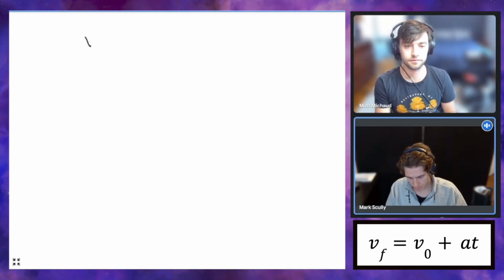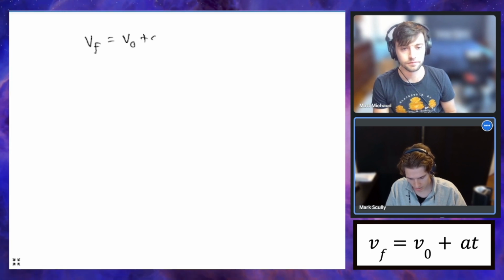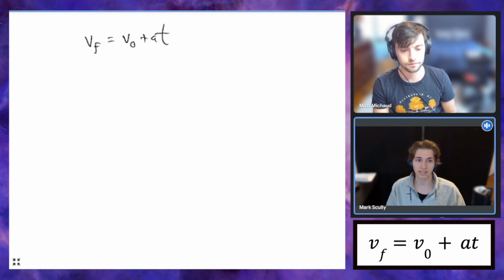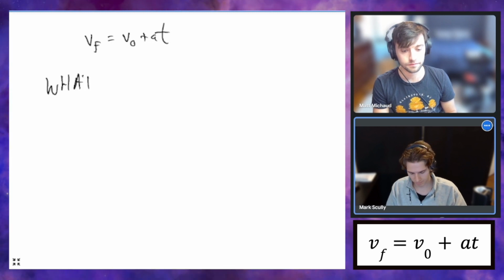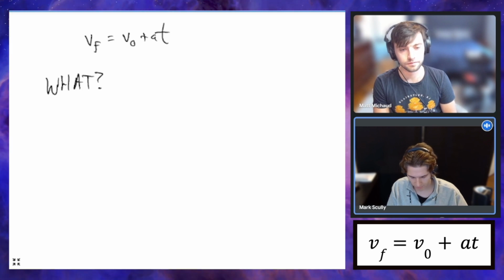Today, we're going to be working with the equation v final equals v initial plus at. For our purposes, we're going to be referring to this as the first kinematic equation. So what is our equation? Let's break it down variable by variable.